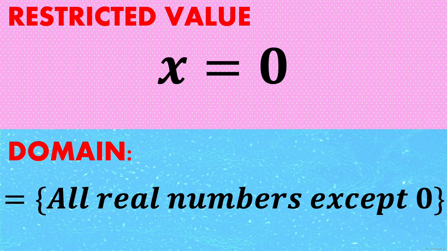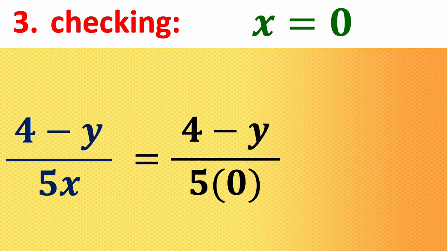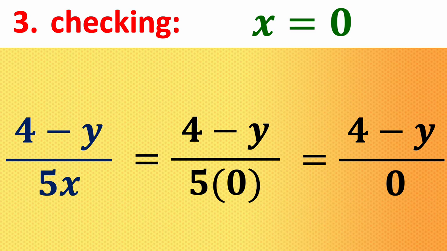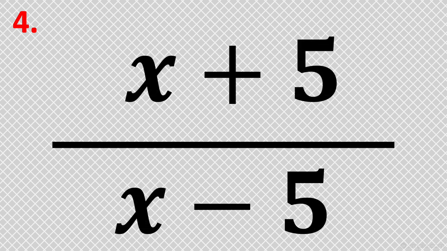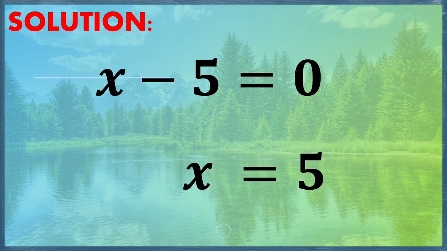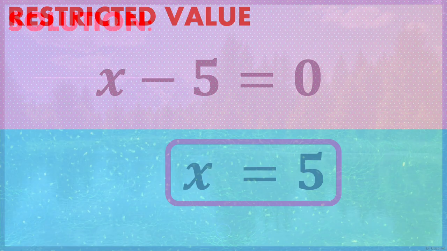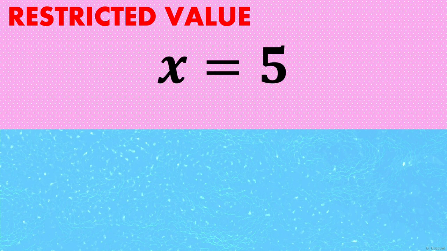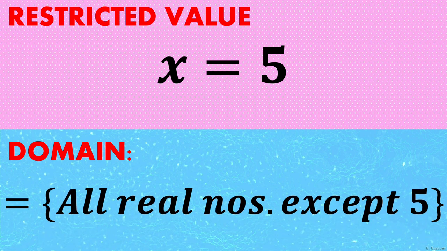E-check natin. So, pag minultiply natin ang 0 sa 5, di ba 0 ang sagot? So, ano bang sabi natin kanina? Bawal maging denominator ay 0. So, we have 5. So, the restricted value for variable x is 5. So, ang domain natin, all real numbers except 5.